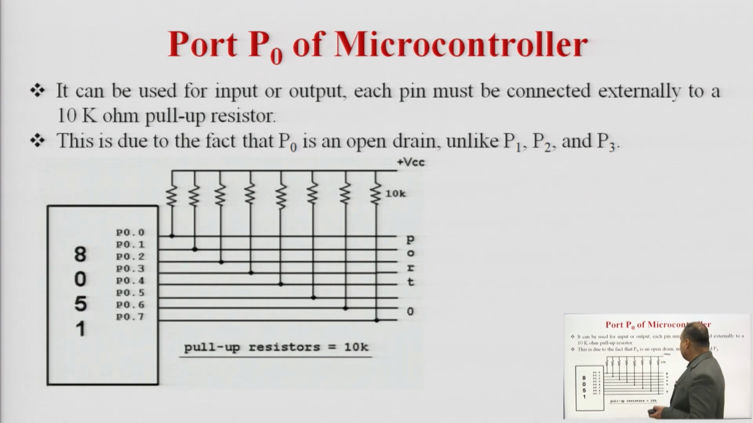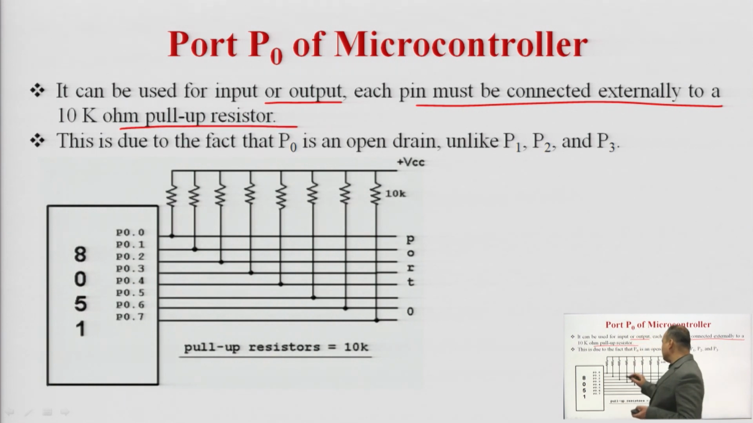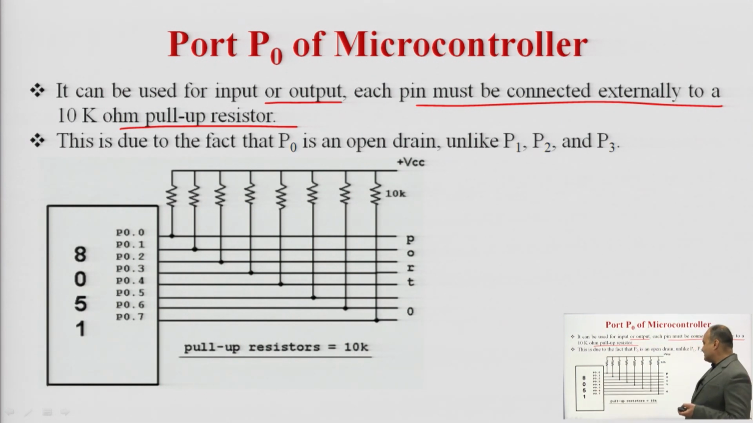So, let us see port P0 of the microcontroller. It can be used for input or output, so we can configure port P0 as input or output. Each pin must be connected externally to a 10 kilo ohm pull up resistor. So, this is the pull up resistor of 10K. Each pin of this port, that is P0.0 to P0.7, is connected with the 10 kilo ohm pull up resistor.